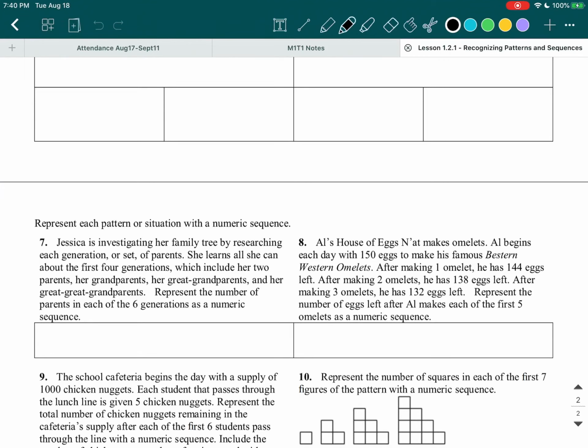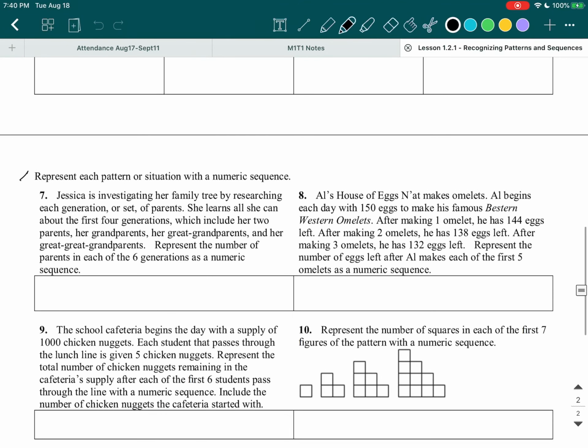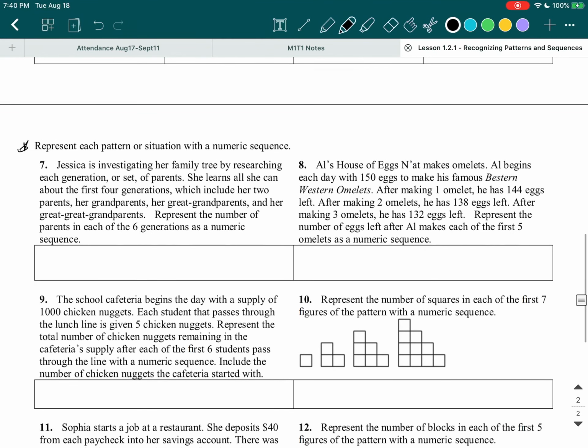Alright, now we're going to learn to represent each pattern or situation with a numeric sequence. That's our instructions, okay? So I think you guys are going to like this one. I think you guys will think it's more basic and simple than some of the other lessons we've done.